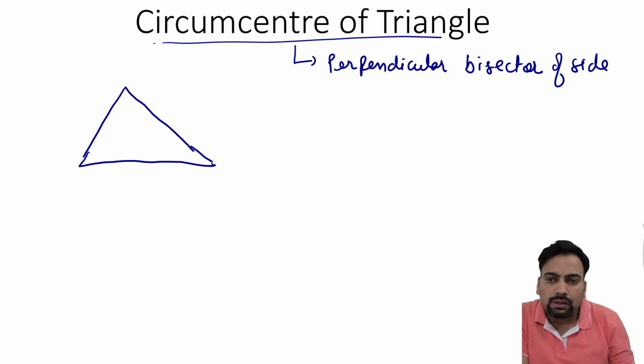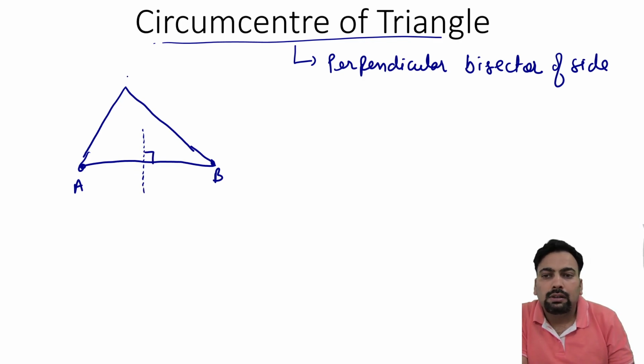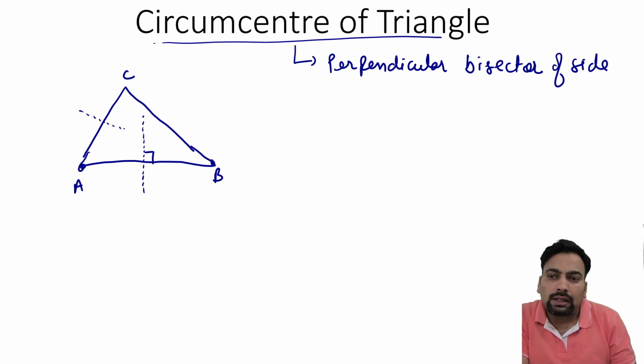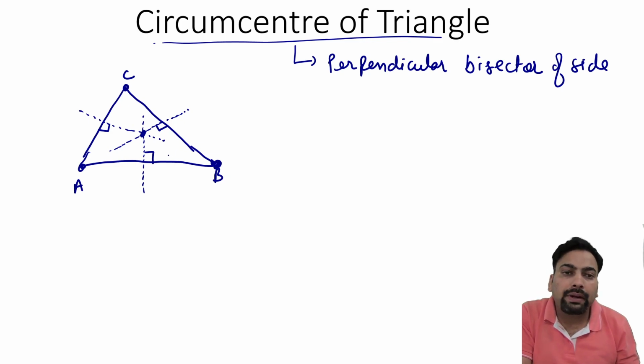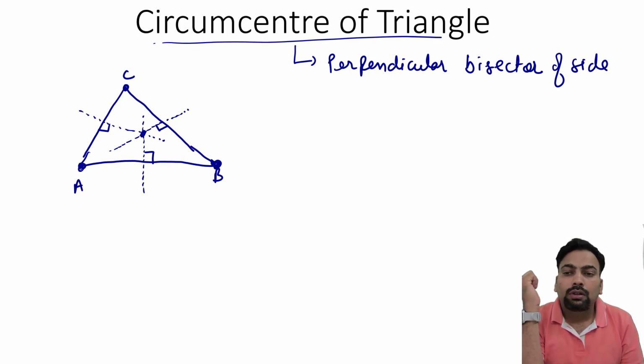Okay. If you draw a perpendicular bisector from point A and B, let's suppose this is your perpendicular bisector of A and B. If you draw a perpendicular bisector from A and C, this is the perpendicular bisector from A and C. Similarly, if you draw a perpendicular bisector from B and C, this is the perpendicular bisector from B and C. How do we draw the perpendicular bisector? This you have to know.